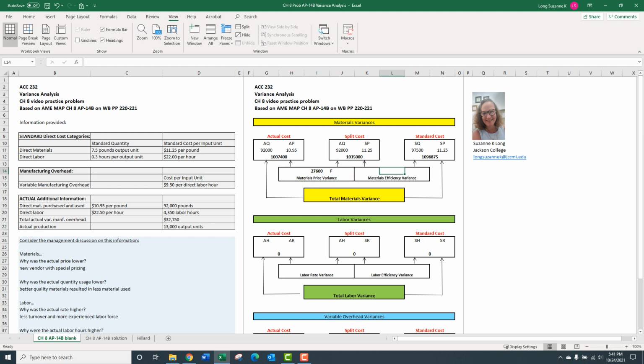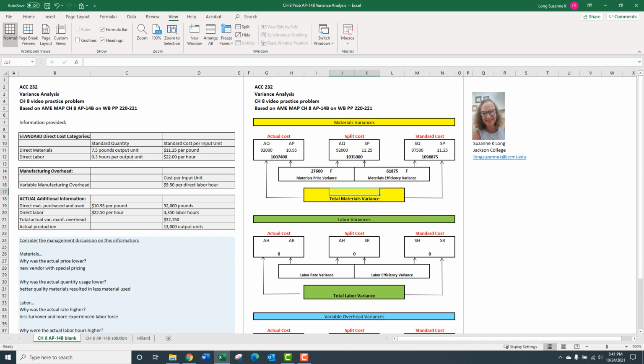Let's come over here. Which one's bigger? This one's bigger, so I'm going to start with that one. Again, I want the difference, and I want to describe it as favorable or unfavorable. Okay, the price is the same, so we're comparing the quantity.